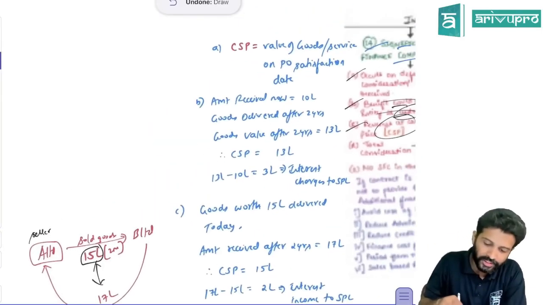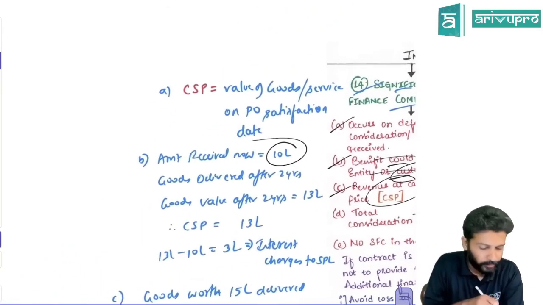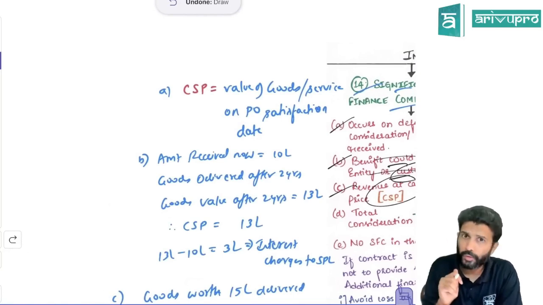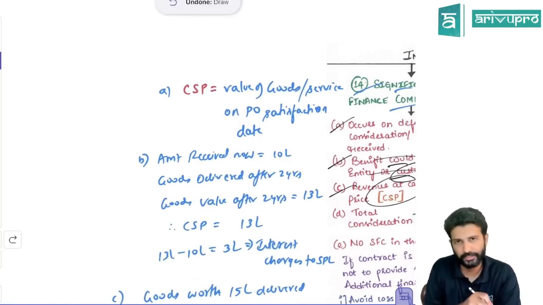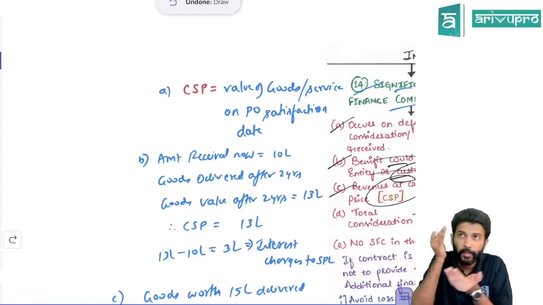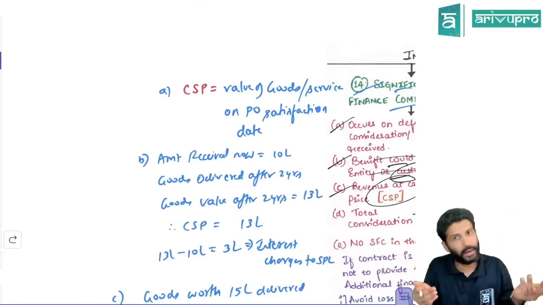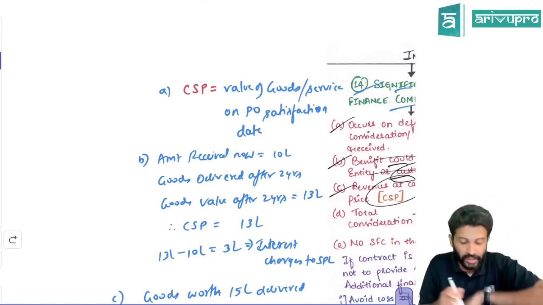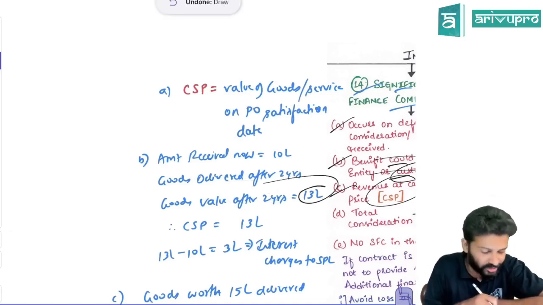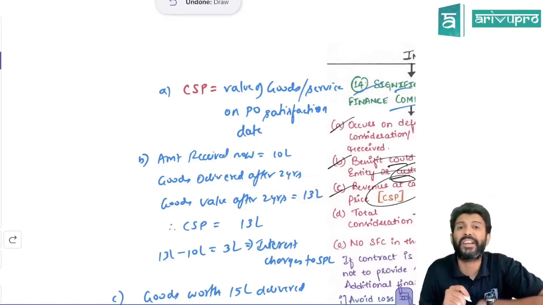If it's the other way around, look at this example. Amount received now. The seller has received the amount from the customer now only. How much? 10 lakh. But the goods will be delivered after 2 years. That means the performance obligation, which means to deliver the goods, has not yet happened. Has delivery already happened? No, delivery will happen after 2 years. After 2 years, the value of the goods is 13 lakh. Now tell me, what is the cash selling price?